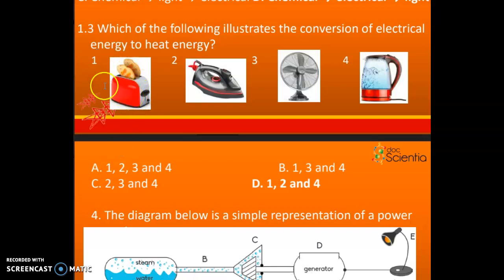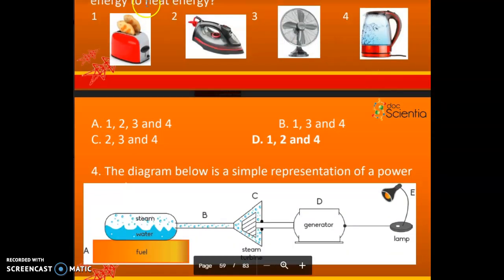1.3. Which of the following illustrates the conversion of electrical energy to heat energy? Is it A, 1, 2, 3, and 4, or B, 1, 3, and 4, or C, 2, 3, and 4, or D, 1, 2, and 4? It would be D, 1, 2, and 4. These are all heating things.